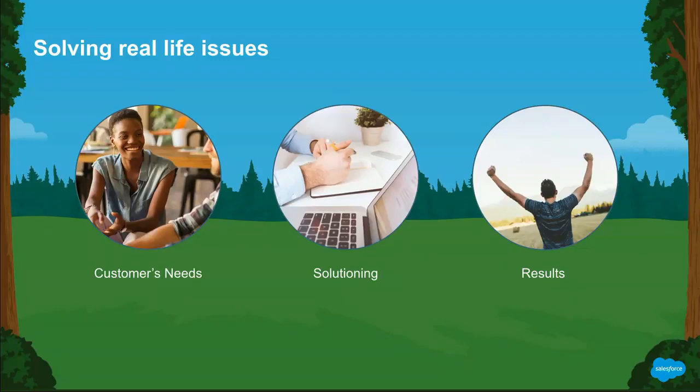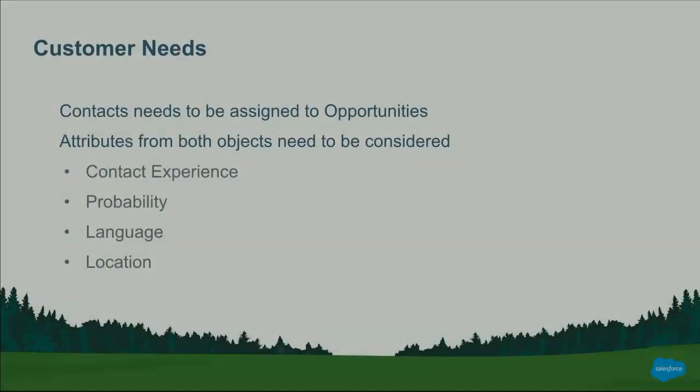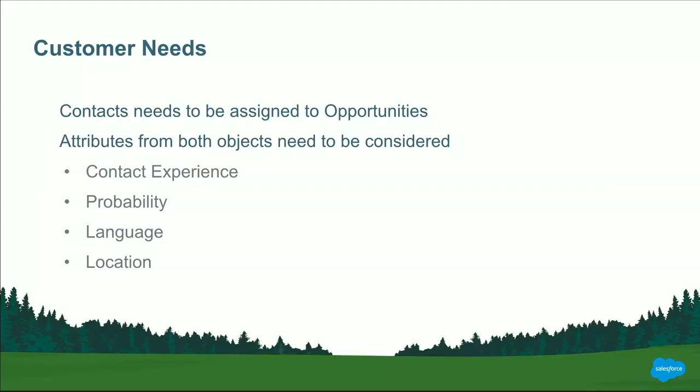I will start with the scenario that our customers needed to face. They had to match opportunities with contacts, thinking about all the attributes from both objects. They had to think about the opportunity probability, the contact experience, language, location, and some other fields that we will see in the proof of concept. That process took them a lot of time and resources, since one person had to check all these attributes from both objects and match and get the best match.